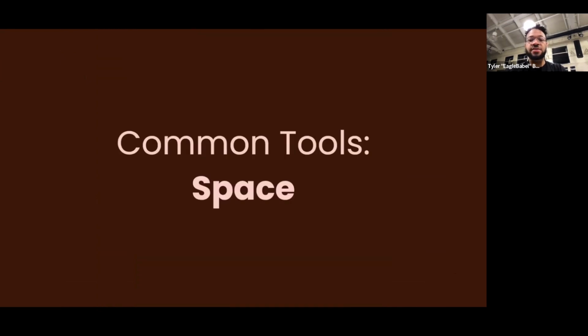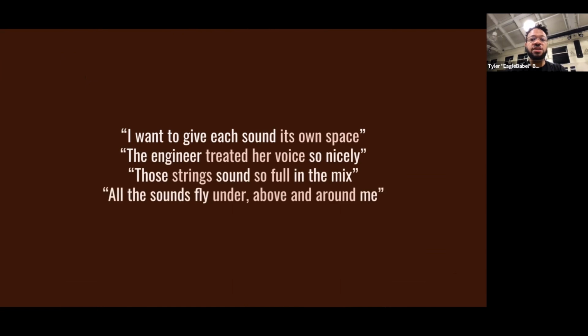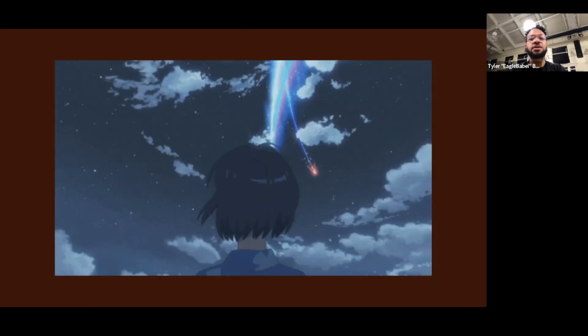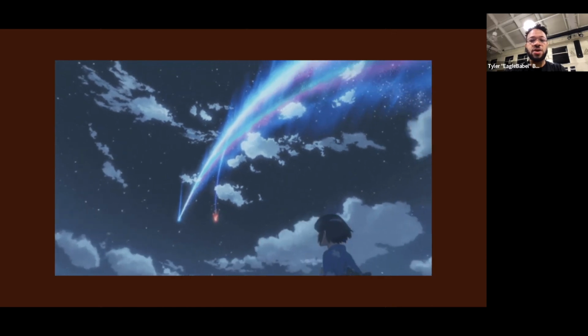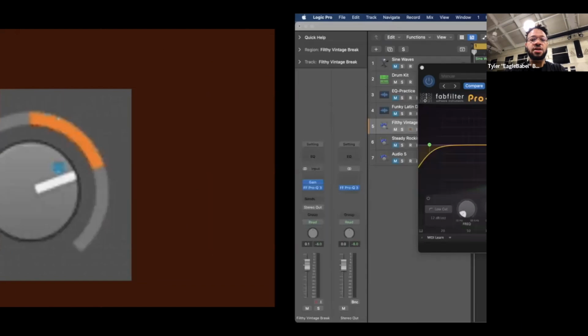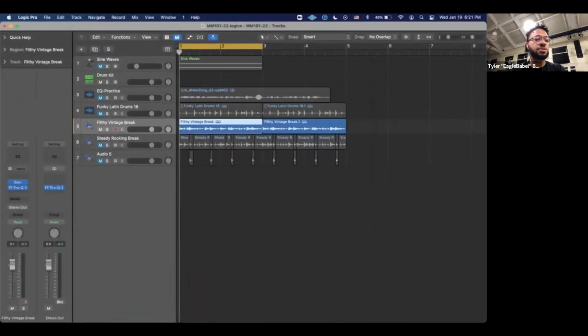Okay, lastly, space. I just want to give each sound its own space. The engineer treated her voice so nicely. Those strings sound so full in the mix. All the sounds fly under, above, and around me, just like this. Okay, how do we do that? Well, let's start with the simplest one. Let's start with pan, and I could do that example right now. So we had this.